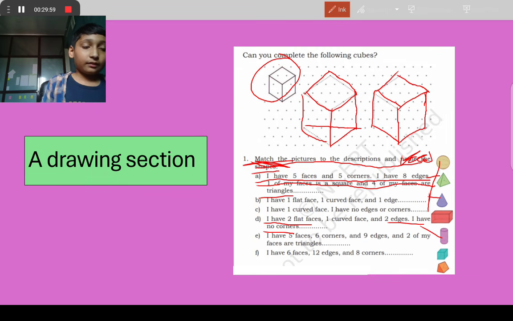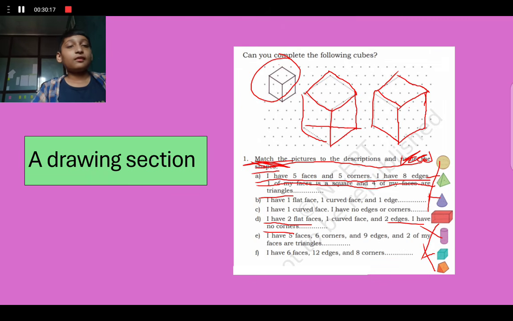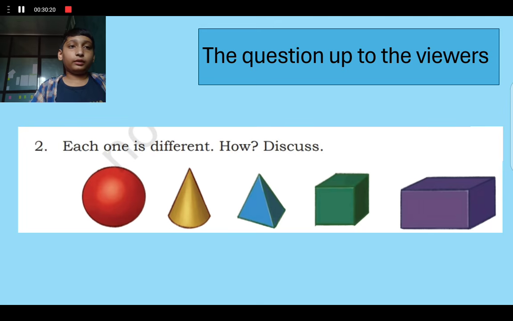2 of my faces are triangles, so we have to go with the prism. I have 6 faces, 12 edges, and 8 corners. So that is 2 shapes: cuboid and cube. So we're done. Wow, we completed this so fast.